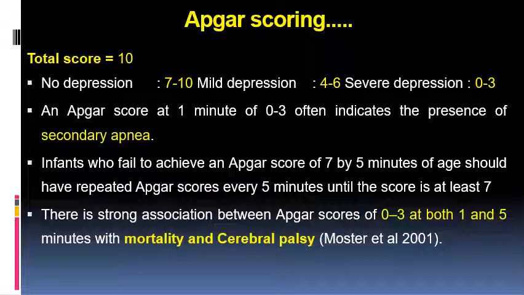And there is a strong association between Apgar scores of 0 to 3 at birth, at 1 and 5 minutes, with mortality and cerebral palsy. This is a proven fact; many research studies have been conducted on this, and this was the conclusion. So even if you are assessing at 1 minute and after 5 minutes also, the score remains the same, definitely that indicates the child is going to have some cerebral palsy issues.